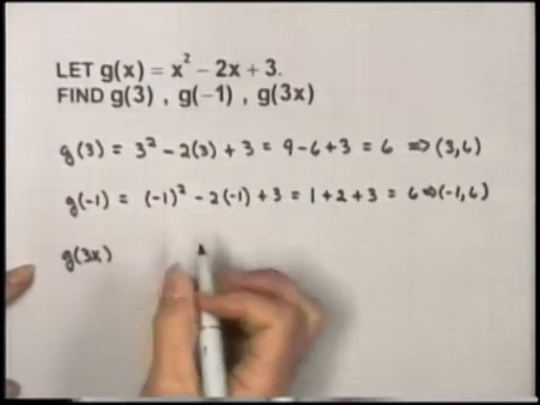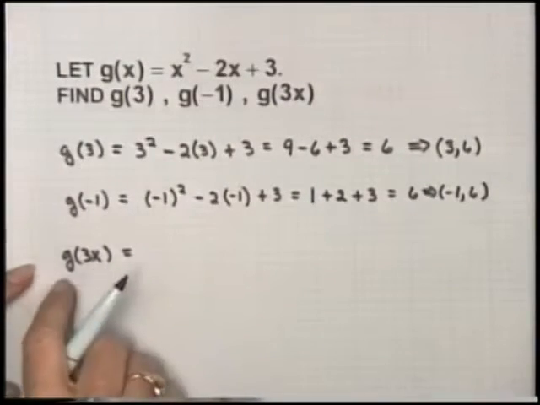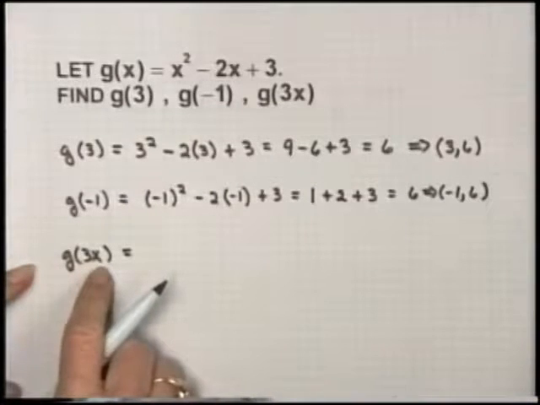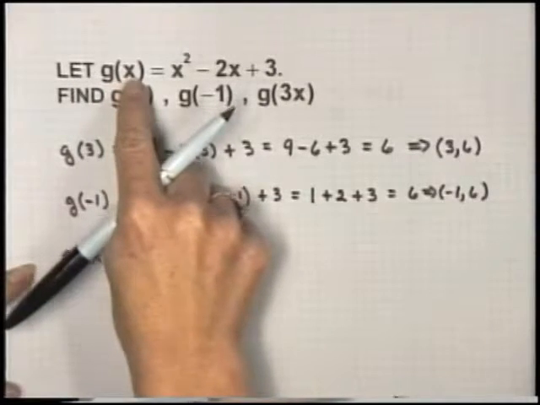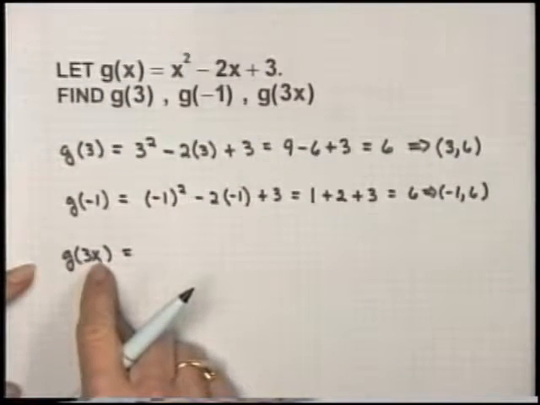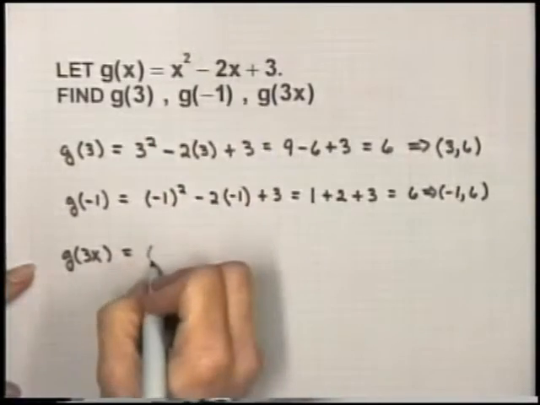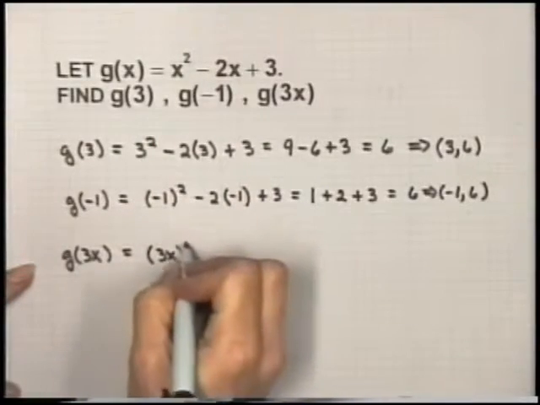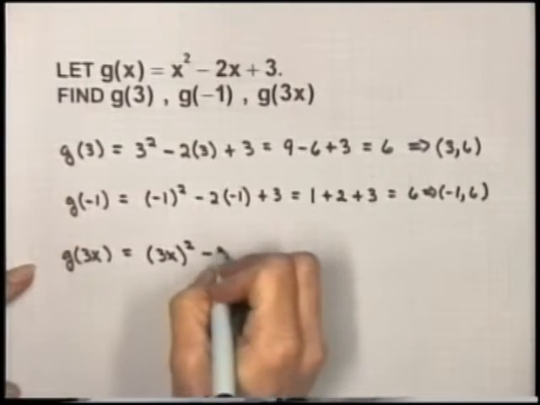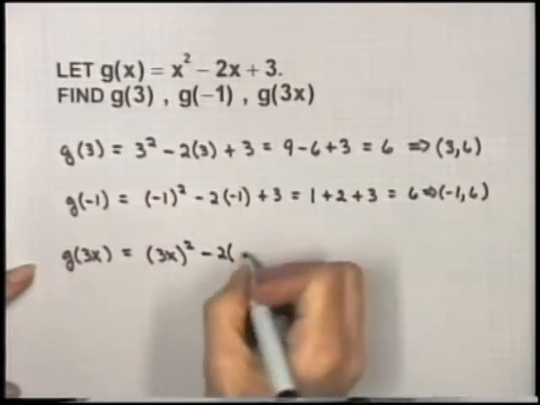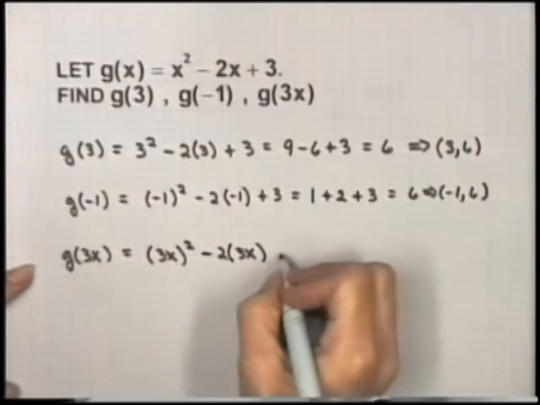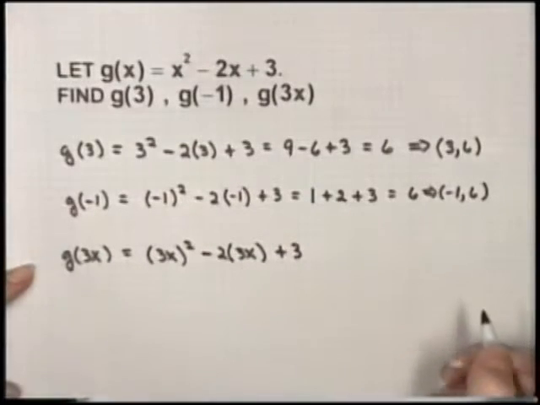In our third part, we are to find g of 3x. Now, what does this mean we're doing? X in the original function g is being replaced by 3x. So in place of this x, I'm going to put 3x. That has to be squared. Minus 2 times, in place of this x, I'm putting 3x. And then bring down the plus 3.